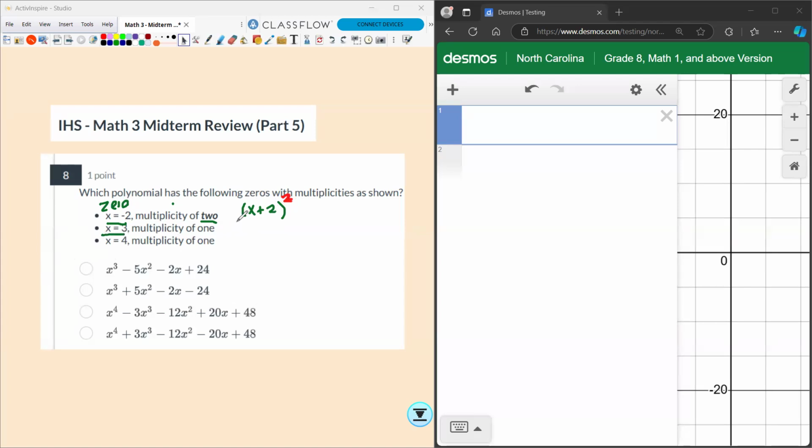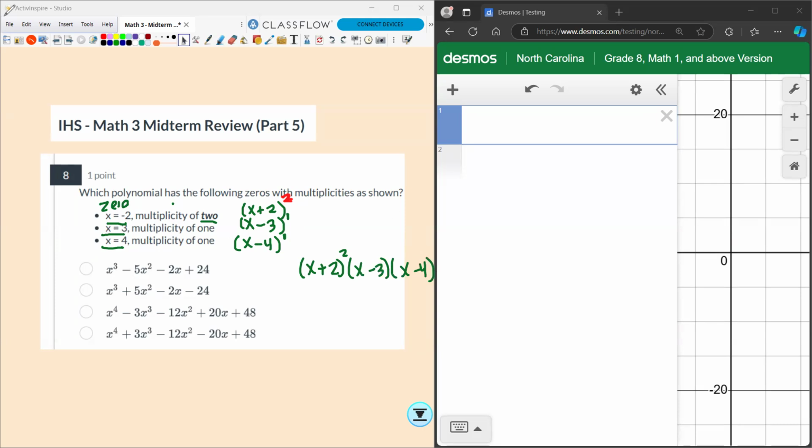If your 0 is x equals 3, then you're going to have x minus 3. It's always the opposite of the 0. And the multiplicity of 1 means it's 1. We don't need that 1 there. And the same thing with the 4, x minus 4, multiplicity of 1. So what you're really writing out is the following. X plus 2 squared, and then x minus 3, and x minus 4.